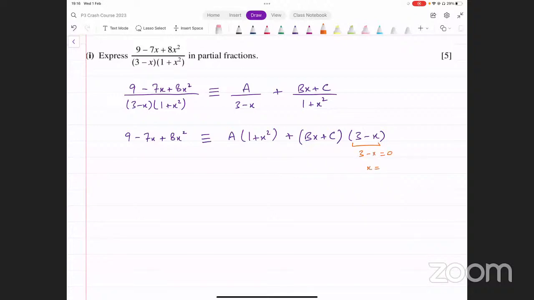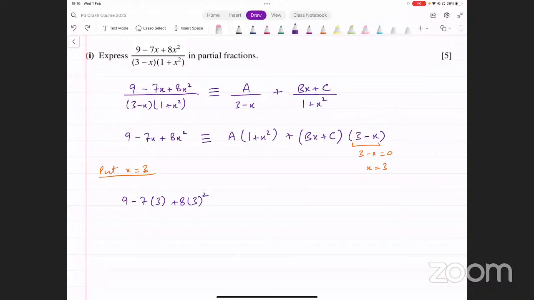What value of x do we get from this? x equals 3. So that could be our starting point. Let's first input x equals 3 and see what happens when we do that. On the left side, we've got 9 minus 7 into 3 plus 8 into 3 squared. Now, wherever we have 3 minus x on the right side, that term is going to become 0.